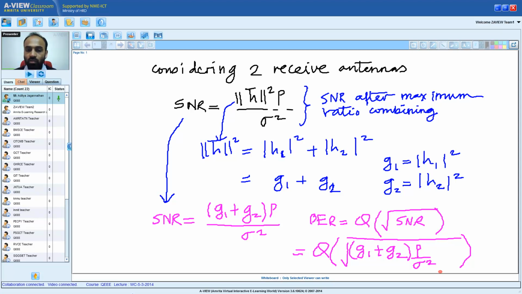Also, we know the approximation for the Q function. Can someone tell me what is the approximation for the Q function? Q of x is approximately... Can someone tell me what is the approximation we use for the Q function? Anyone, can you respond via the chat window?